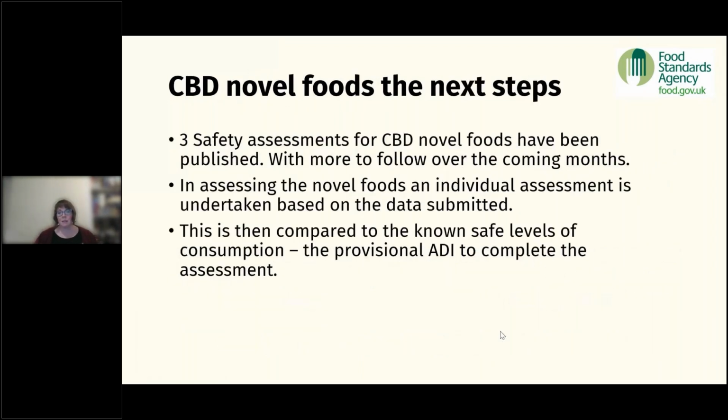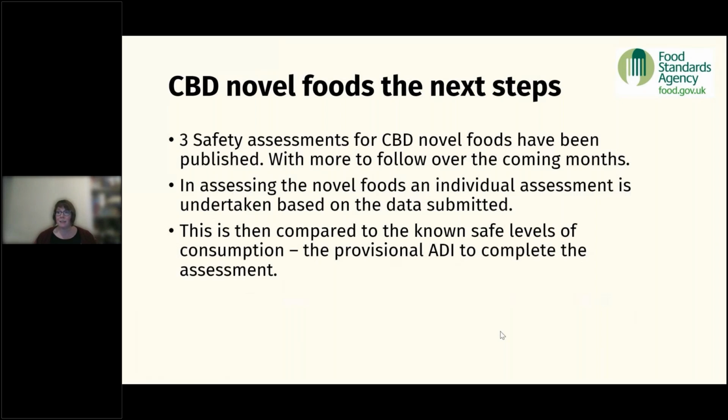So what we're going to do next with this. We've now moved from thinking about that from a more public health level and the advice to consumers to thinking about the assessment of individual dossiers. So far, 3 safety assessments, which is the outcome of the assessment by the FSA and FSS as regulators, have been published. And there's going to be some more coming through in the following months.